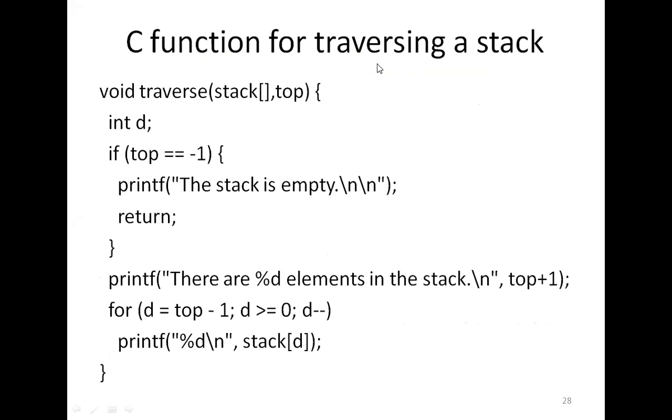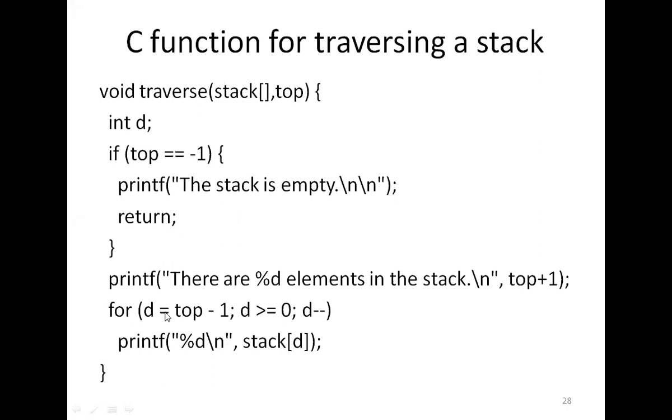So this is the C function for traversing a stack. void traverse(stack, top), int d. Then if top equals -1, print this message: the stack is empty. Else, we do this. printf, there are %d elements in the stack. This is just to print the total number of elements in the stack. How to print? That is top plus 1. So top plus 1 is the total number of elements now present in the stack.